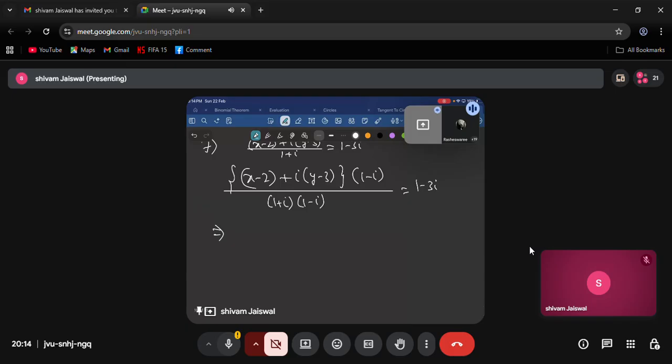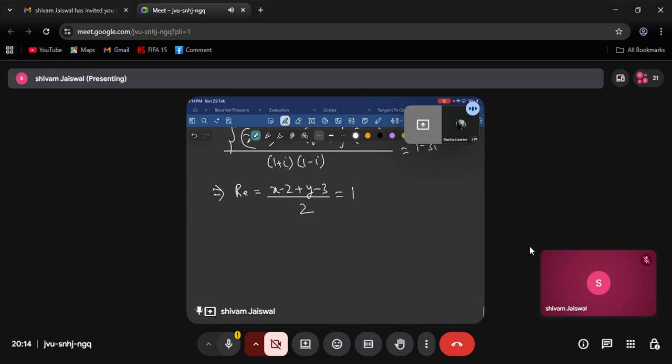So let us just think about the real part. What is the real part on the left hand side? Real part is equal to x minus 2, and from here also iota into y minus 3 into minus iota. That will give us iota minus iota square, that is 1. So plus y minus 3. X minus 2 plus y minus 3, divided by 2, this will be equal to 1. So from here what are we getting? X plus y is equal to 2 plus 5, 7. This is equation 1. Are people getting?